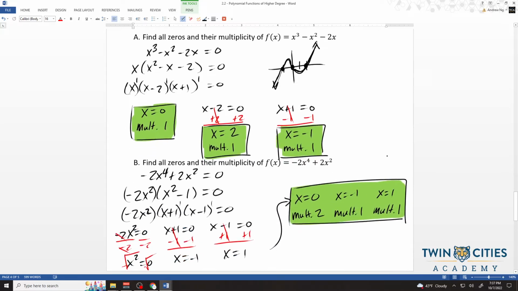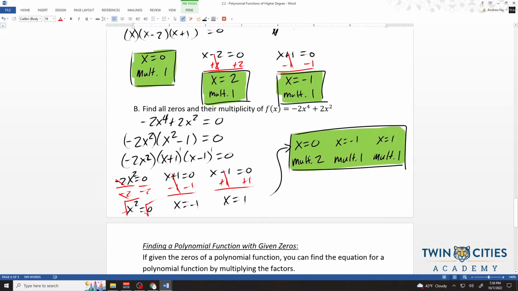So down here, I've got x equals 0 is a multiplicity 2, x equals negative 1 has a multiplicity of 1, x equals 1 has a multiplicity of 1. So when I go to graph something like this, I know my highest power is 4, which means that both the left and the right side will either both rise or they will both fall. How do I know? The leading coefficient test, negative 2 at the front, tells me that this will fall to the left, this will fall to the right.